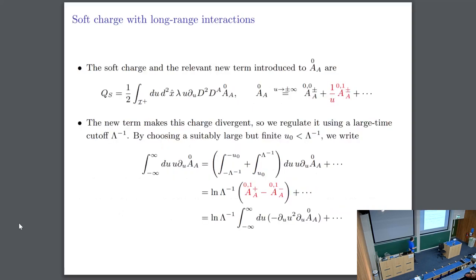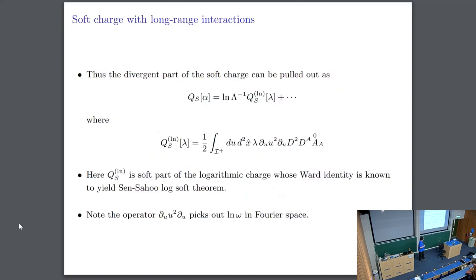Now actually, because of this new 1 over u term here, this u integral is formally divergent. So what we have to do is again introduce a large time cutoff to cut out the corners of scri and then regulate this. And using this, we can pull out the infinite piece in this soft charge that is hiding in this expression. And if we do so, what we find is that we again have a term that goes like log of the infrared scale.